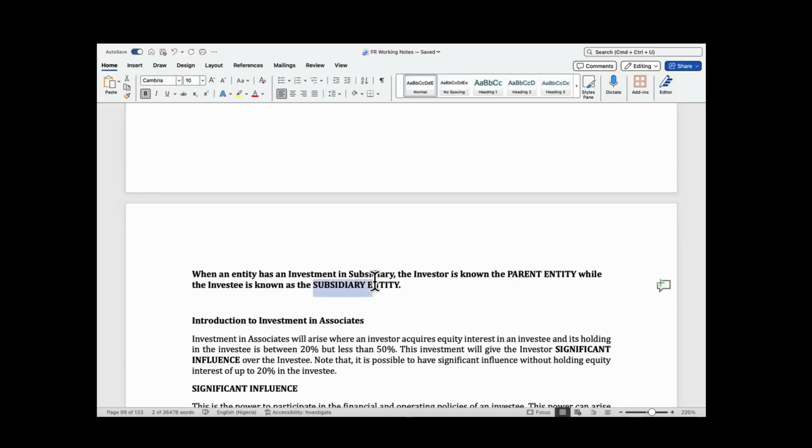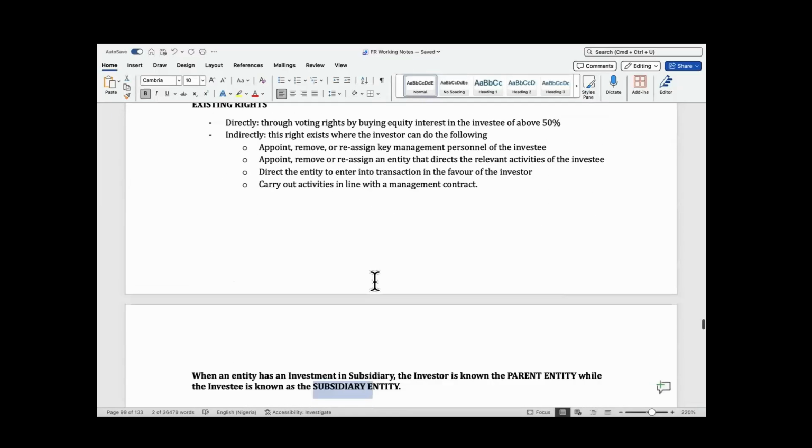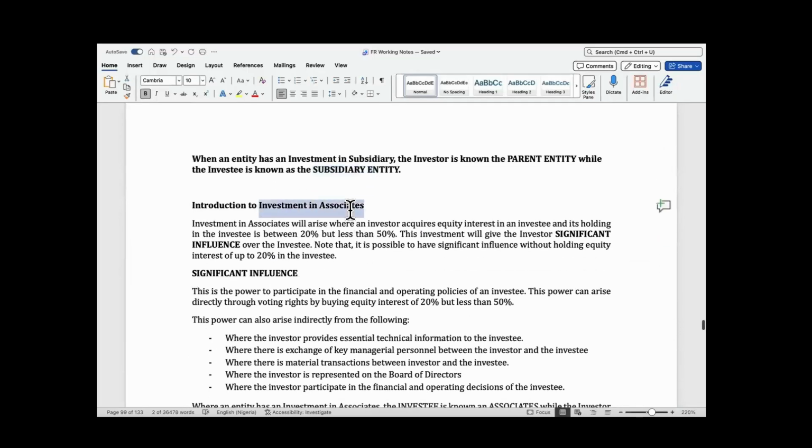That's the introduction to investment in subsidiary. Then investment in associates. This will arise when an investor acquires equity interest in an investee and his holding in the investee is 20% but less than 50%. These investments give the investor what we call significant influence. And again, you can have significant influence even if you don't have up to 20%, just like you can have control even if you don't have up to 50%.